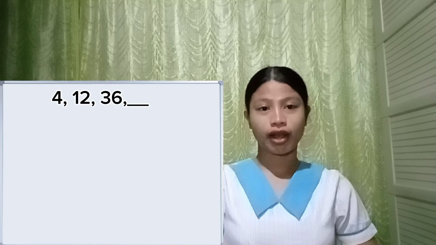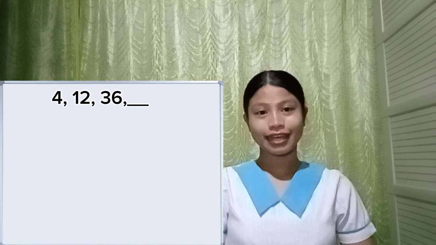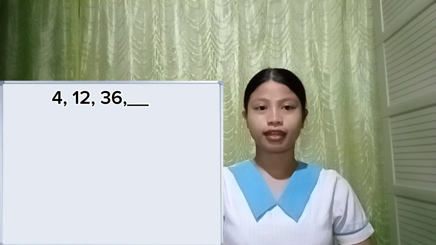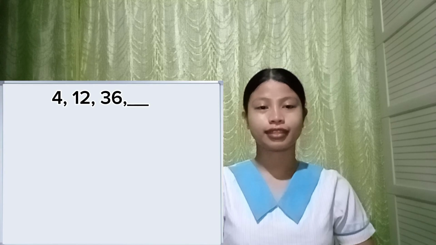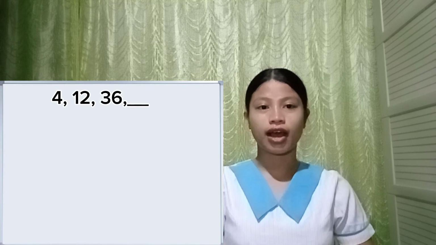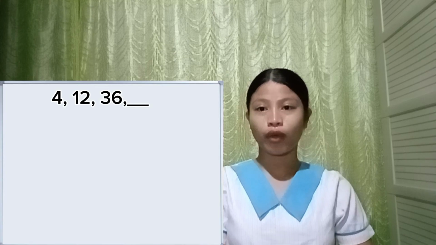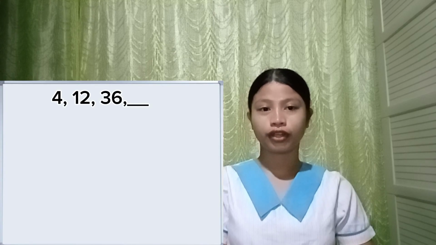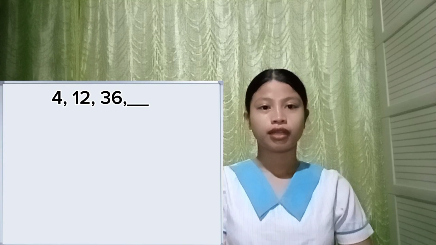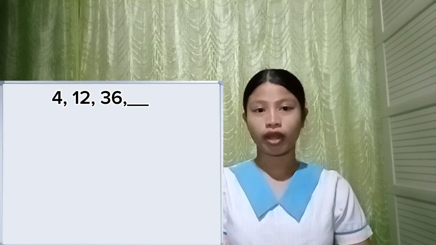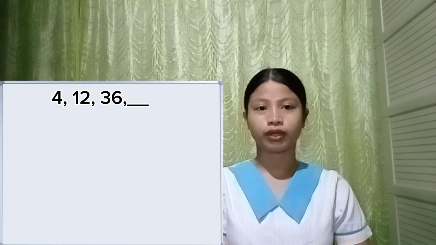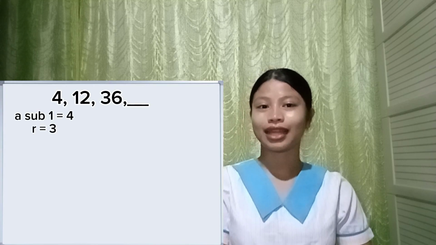So, I have here an example of a sequence which is 4, 12, and 36. Since our common ratio is not given and our a sub 1 is given, first let's find the common ratio, which means we need to divide 12, the second term, by the first term, 4. So 12 divided by 4 is equal to 3. So our common ratio is equal to 3.